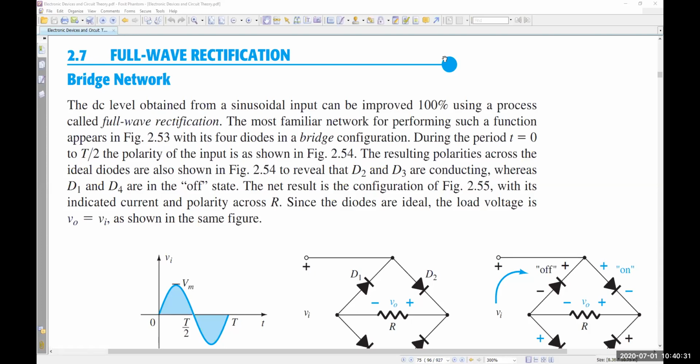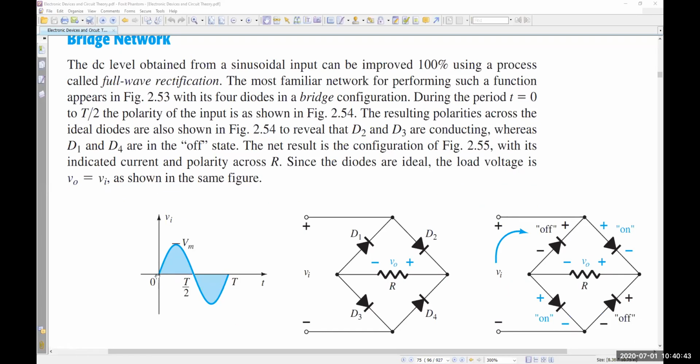Yes, sir. Okay, today's topic will be full wave rectification, because before the mid we have done half wave rectification, right? And this is the full wave. So what was half wave rectifier? Half wave was, we will only keep the half portion and the other half will be gone, right?